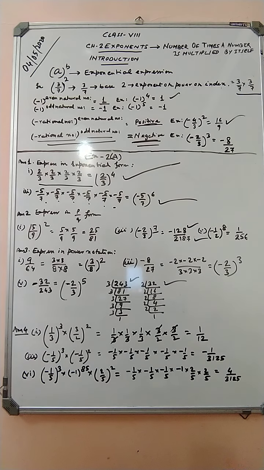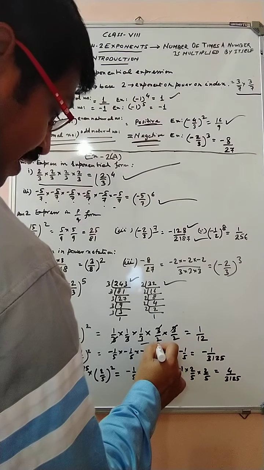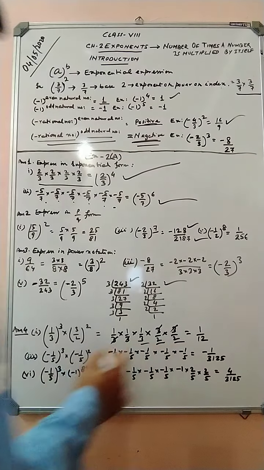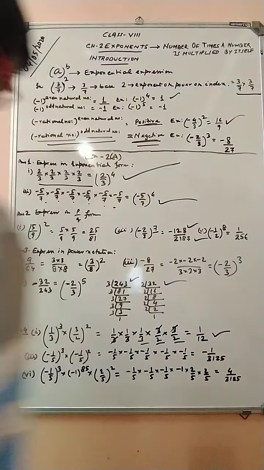Now come to question number 4. 1 by 3 whole cube into 3 by 2 whole square. So 1 by 3 cubed can be written as 1 by 3 into 1 by 3 into 1 by 3, and 3 by 2 squared can be written as 3 by 2 into 3 by 2. So you will be getting 1 in the numerator, 3 cancels in the denominator, leaving 2 and 2 wait, 3 into 2 is 6, 6 into 2 is 12. Up there only 1, so it is 1 by 12.